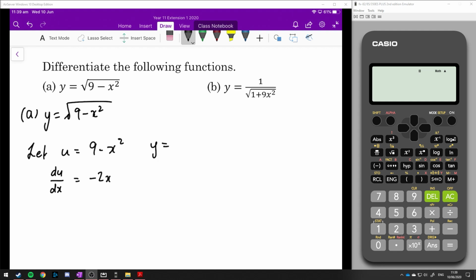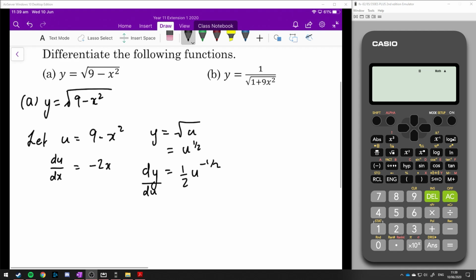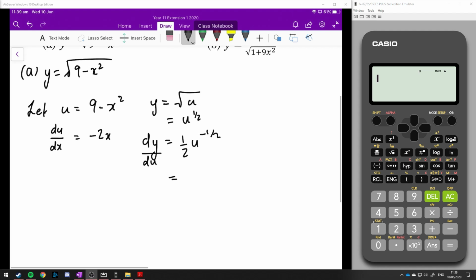And so that's going to make y equal to the square root of u, which is u to the power of a half. So then dy du, I should say, is equal to a half u to the negative a half, in which case is going to give us 1 over 2 square root of u.